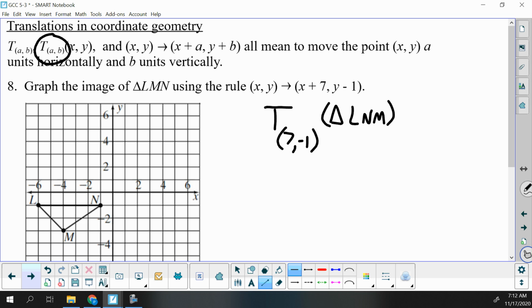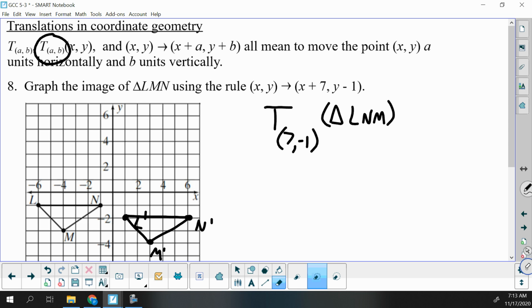So let's start with L. We'll go 1, 2, 3, 4, 5, 6, 7 right, and 1 down, and that gives us where L prime is. You don't have to put those intermediate dots. That's just to help you see as you're watching how I'm counting. So go to N, we'll go 7 right and 1 down. So that's N prime. For M, we'll go 7 right and 1 down. So that's M prime. We'll connect those. And that's our translated triangle. That's our image.